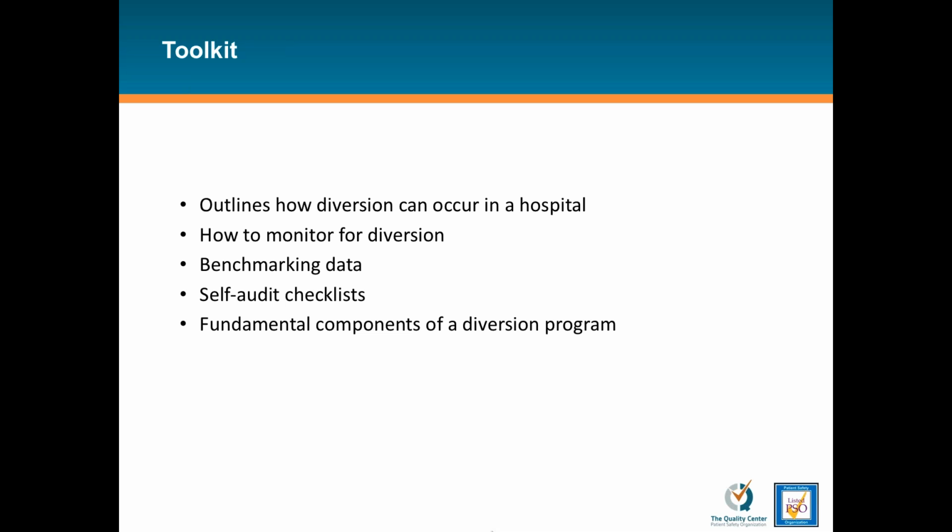One piece I didn't get into a lot that I'll get into a little bit now is the components of a diversion program. Really what those components are is there needs to be somebody in your organization that is designated as the go-to person. It doesn't need to be someone like myself that does it as a full-time position, but at least you know who that person is if a diversion occurs.